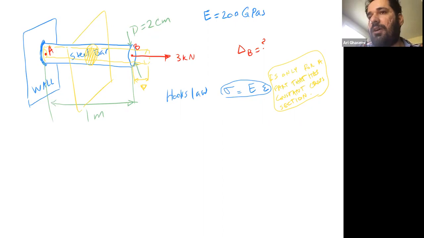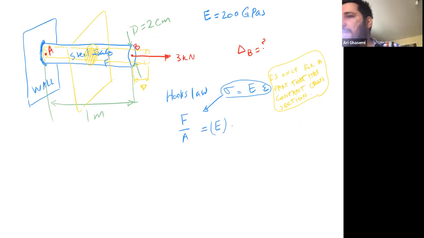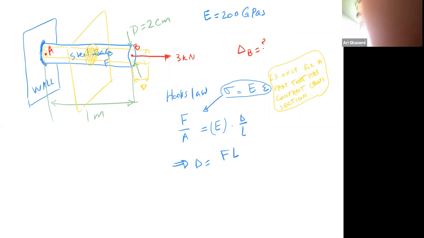Instead of sigma, I can say the force at this section divided by, so I'm just substituting the definition of sigma, force divided by area in that section, is equal to E, which is already there, times, what is the definition for epsilon? It is delta over initial length, right? So your displacement delta would be FL over EA. Just multiply this equation by L over E, both sides, and then you end up with delta is equal to FL over EA.